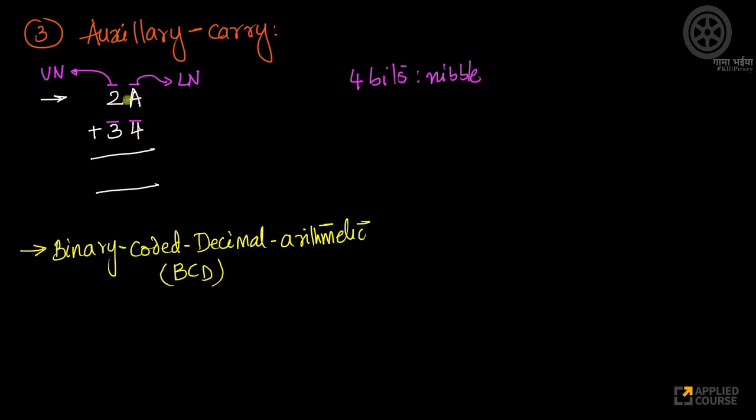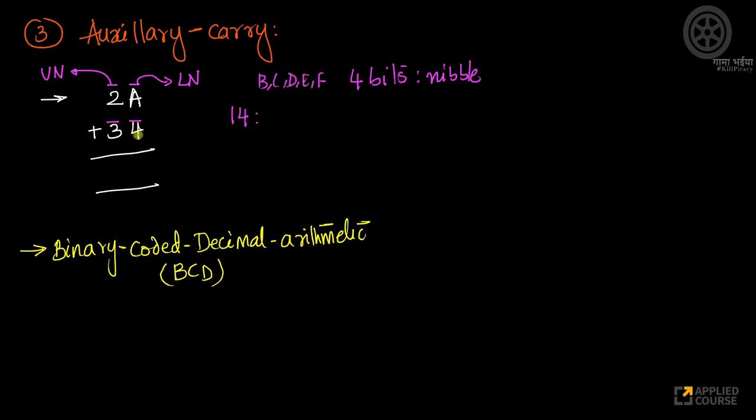Again, let's assume these numbers are in hexadecimal. A equals 10. What is A? A equals 10 in hexadecimal. A plus 4, what is it? A plus 4 is 14. What is 14 in hexadecimal? A is 10, right? So B is 11. So B, C, D, E, F, right? So A is 10, B is 11, C is 12, D is 13, E is 14.